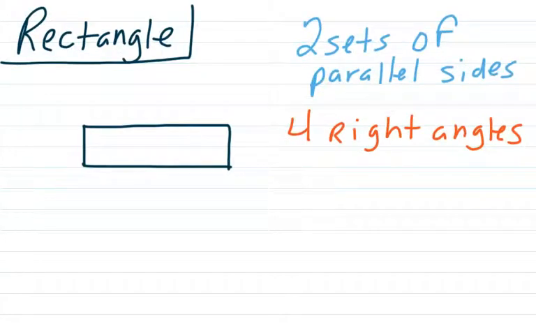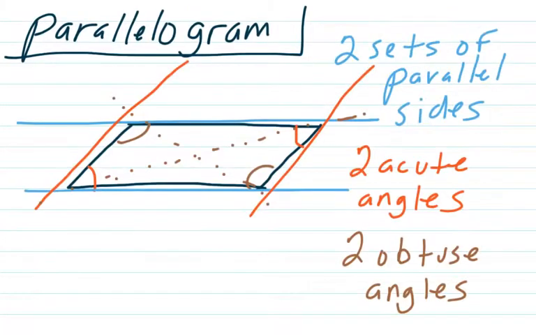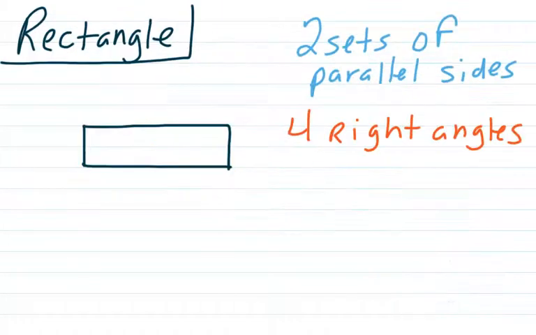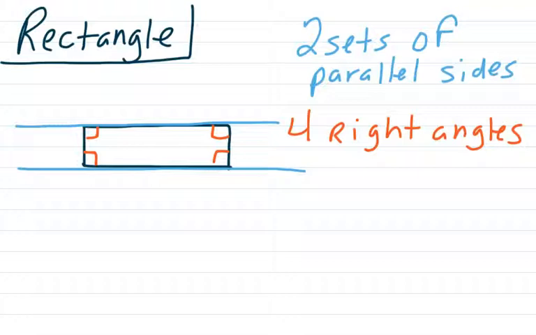Now let's talk about a rectangle. A rectangle, just like the parallelogram, has two sets of parallel sides. It also has four right angles, which I'm going to mark here in red. So, right angle here, here, and here. And you remember, a rectangle has two sets of parallel sides. Remember, those parallel sides go through here and through here. And on this side, you also have those parallel lines that extend out.